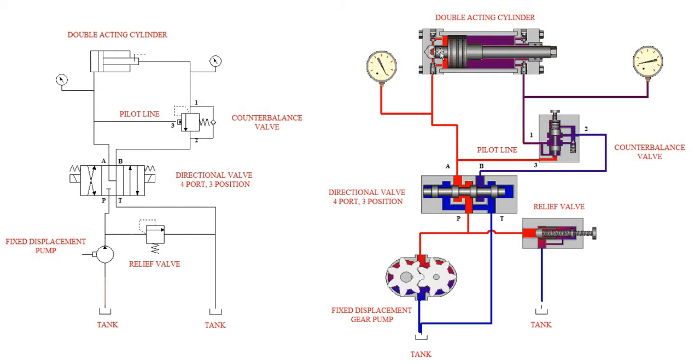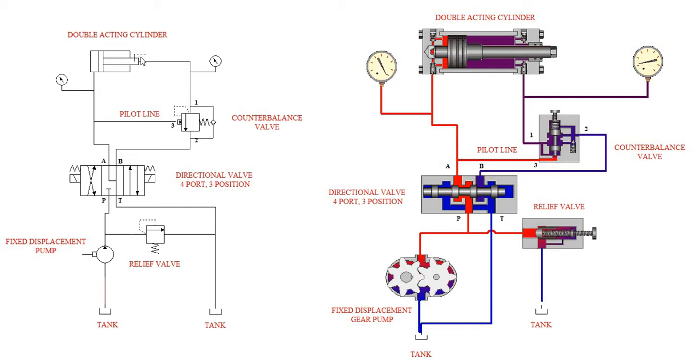So as I advance another frame, things start to move, and the big thing I want to point out here is that the counterbalance valve is now open. In other words, this pilot signal here has moved this off of its land, and now you get flow from port 1 of the counterbalance valve up to port 2 of the counterbalance valve, where that was blocked off before.